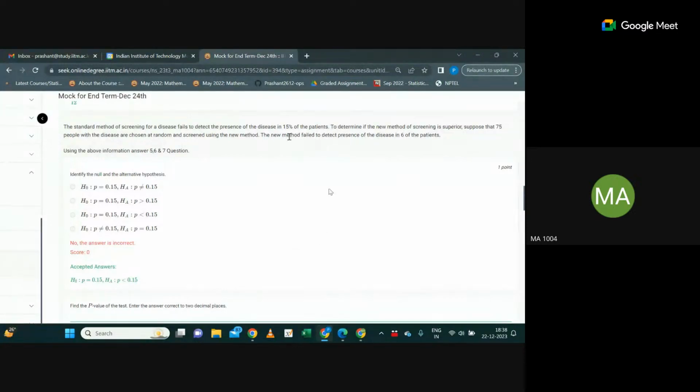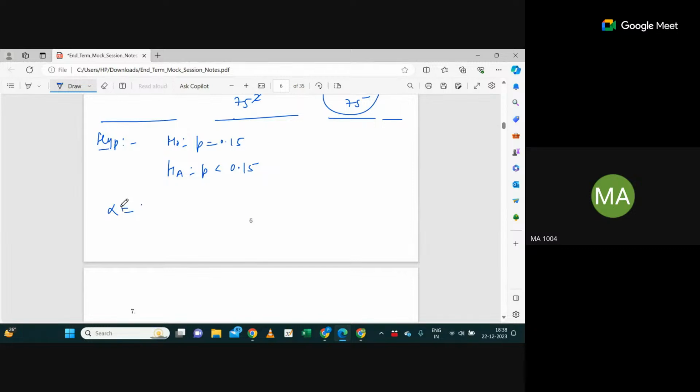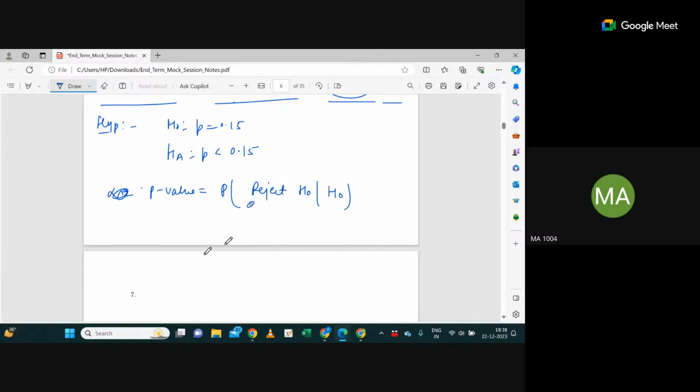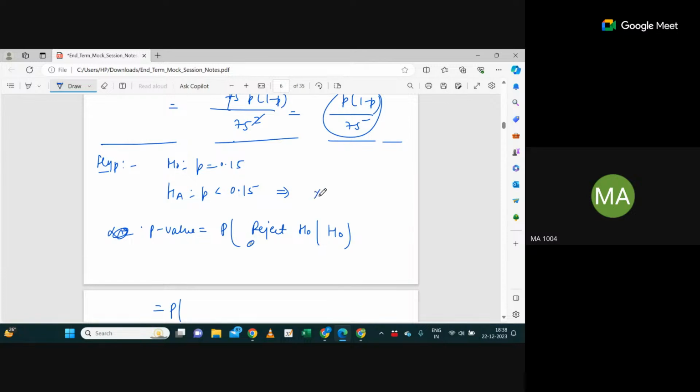See, when you reject, the new method failed to detect the presence of the disease in 6 of the patients, right? 0.08. So basically my alpha is not alpha. My p value is, what is the probability of rejecting H0 when H0 is true, right? Now, when I'm going to reject my H0 for this case, I'm taking X bar, right? X bar is less than C, right?